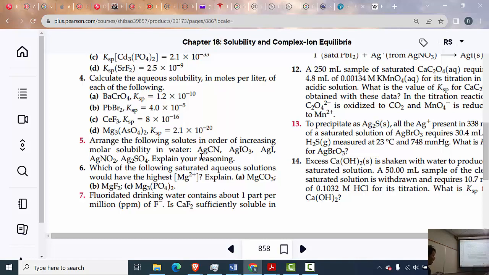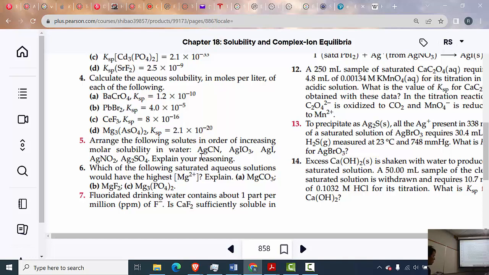Well, this one is going to depend. This one's a bit trickier because for every mole of this, we get 1 mole of magnesium. For every mole of this, we get 1 mole of magnesium. For every mole of this, we get 3 moles of magnesium. And so the concentration of magnesium is equal to the solubility for A.